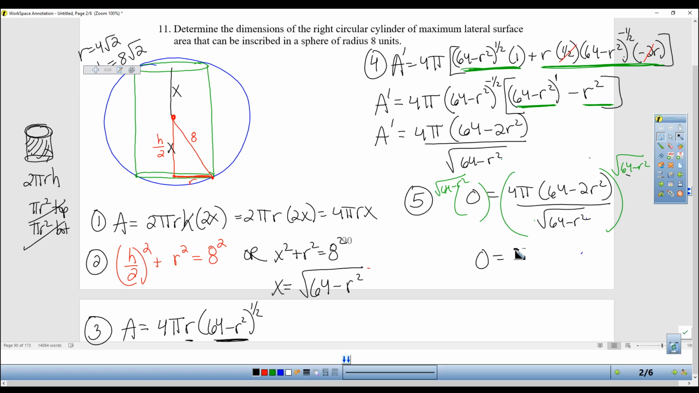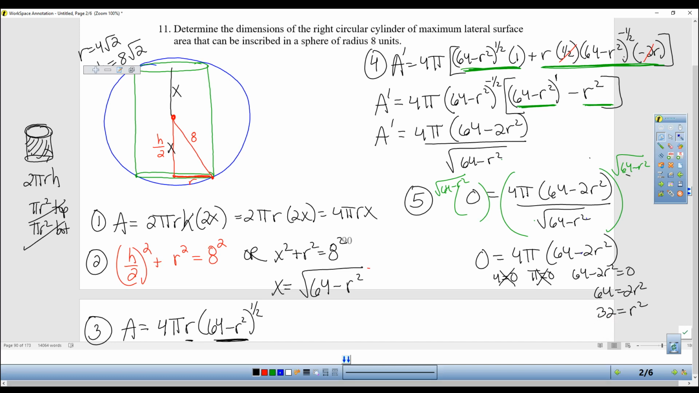That gives me 0 is equal to 4 pi times, if you want to take out the 2, you can, but you don't really need to. So either 4 is equal to 0, which it's not, or pi is equal to 0, which it's not, or 64 minus 2r squared is equal to 0, which must be what it is. So since I didn't take out the 2, I just have a little extra step here to divide by 2.